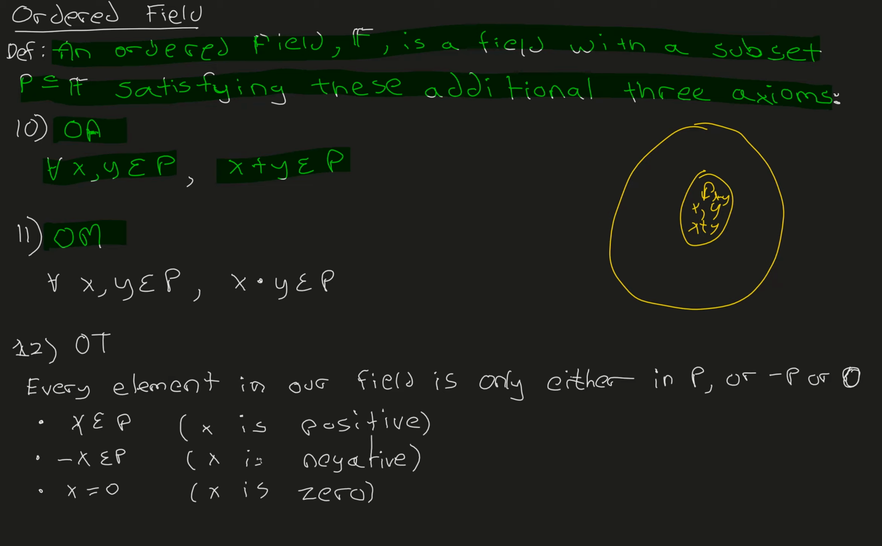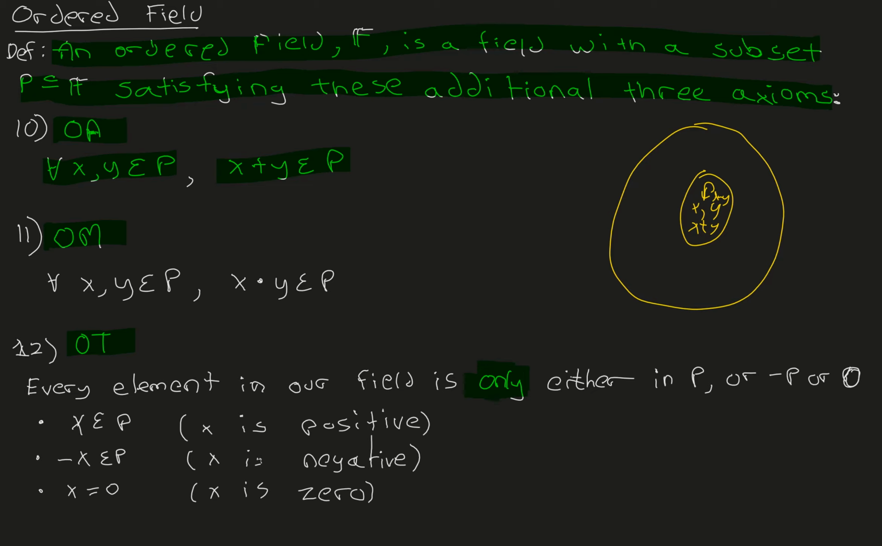Now let's look at trichotomy, OT. Quite obviously, it satisfies 3 properties. It has 3 properties underneath it. So, the 12th axiom of the ordered field says that every element in the ordered field is only either in P or minus P.